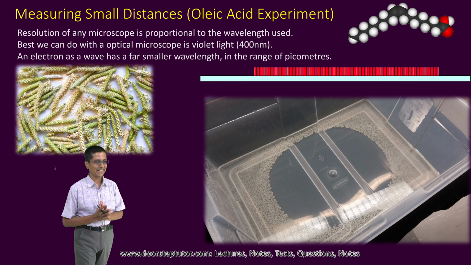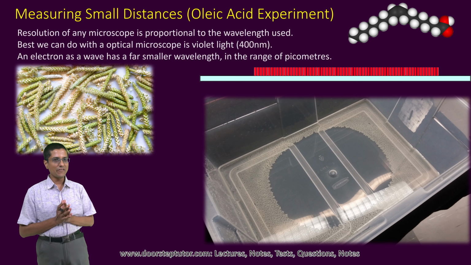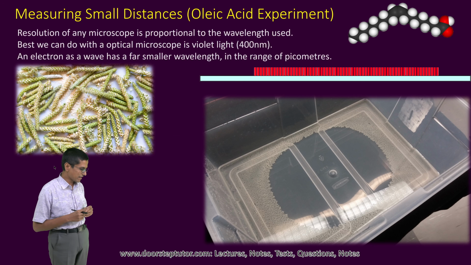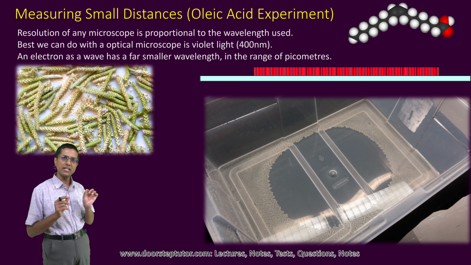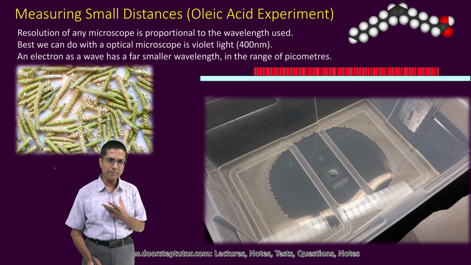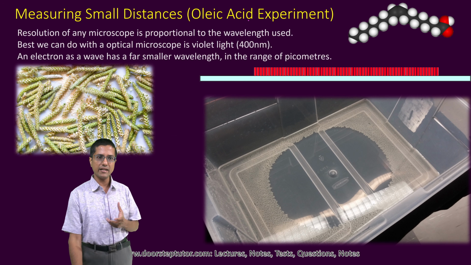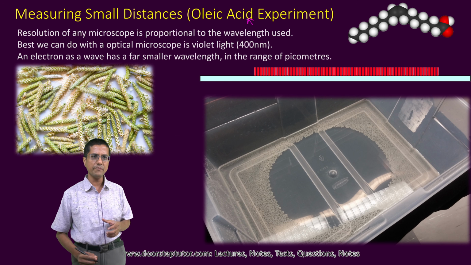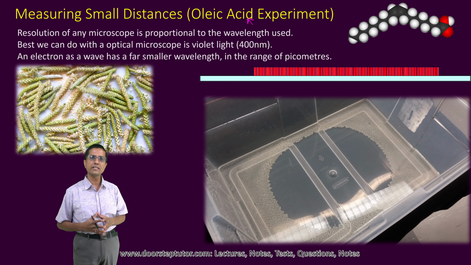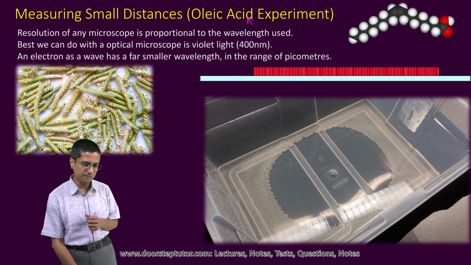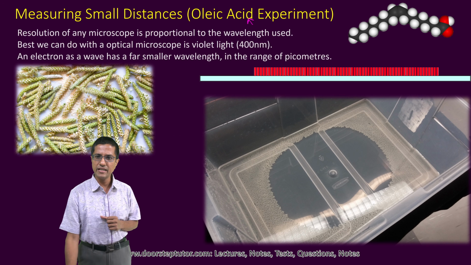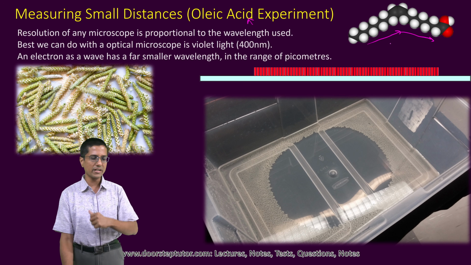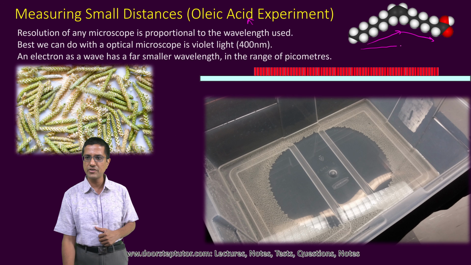Now there is one experiment which has been discussed as an example of measuring very small lengths, and that particular experiment is the oleic acid experiment. What are we trying to do in this experiment? We are trying to measure the length of this oleic acid molecule. That's the intention. Of course we cannot measure the length so accurately, so we would only be trying to measure this particular length.